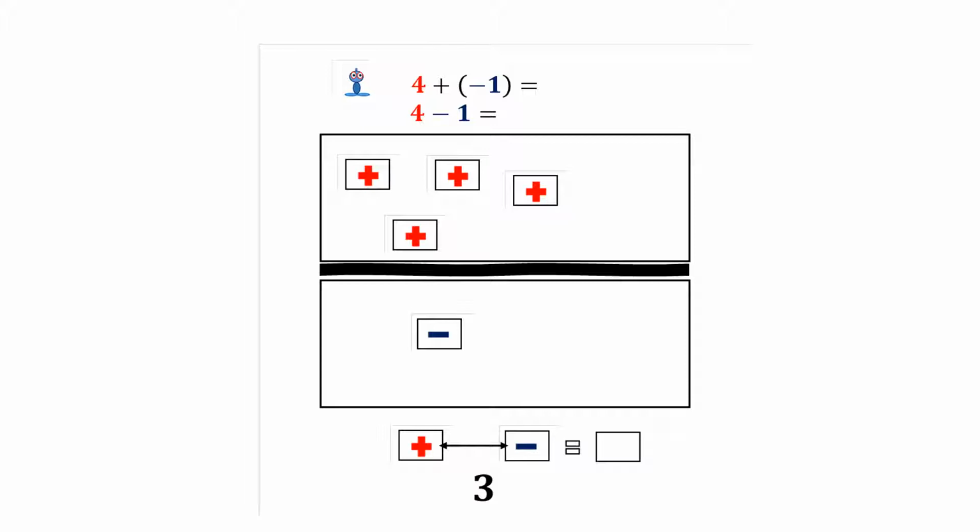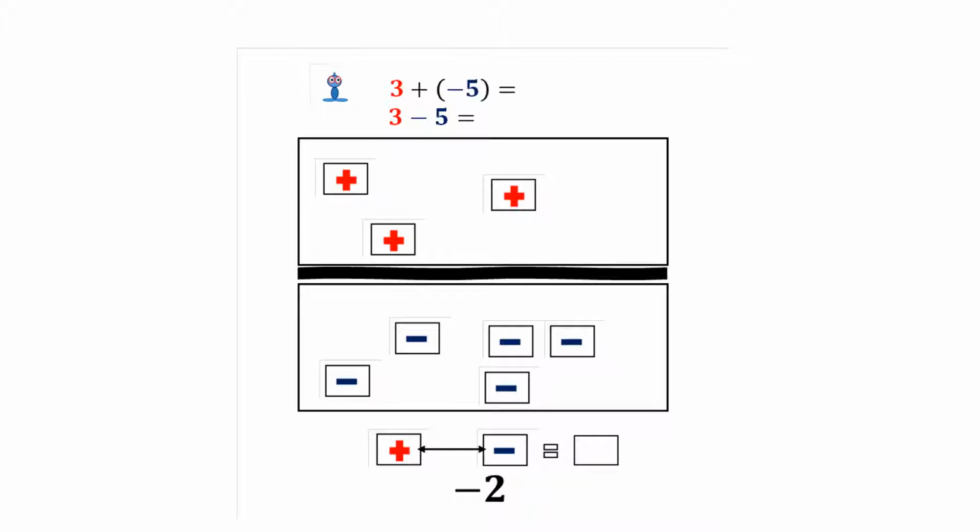Now our first problem is going to be 4 plus a negative 1. This could also be written as 4 minus 1. Now, you see 4 boxes with plus signs, and you see in the lower part 1 box with a negative sign. If a plus box is matched up with a negative box, it goes to nothing, 0. And that would leave 3 plus boxes. So what we have is that 4 plus a negative 1, or 4 minus 1, is equal to 3.